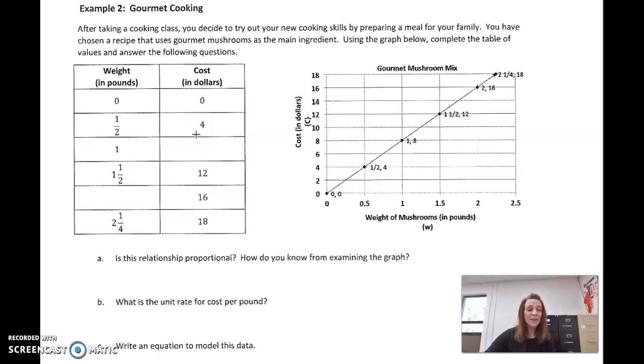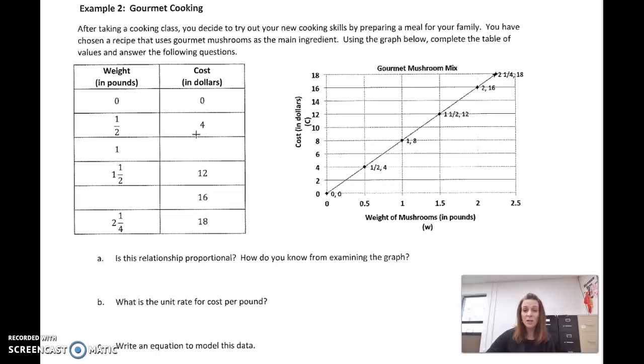We are still working on proportional relationships involving fractions, and especially the graphs and tables here. So, another example. After taking a cooking class, you decide to try out your new cooking skills by preparing a meal for your family. I'm going to use some gourmet mushrooms here. Using the graph below, complete the table of values and answer the following questions.